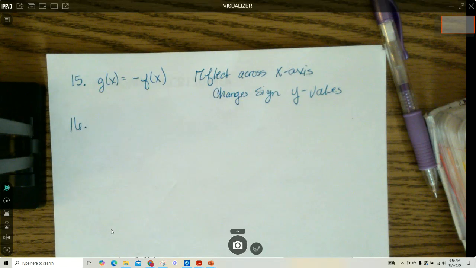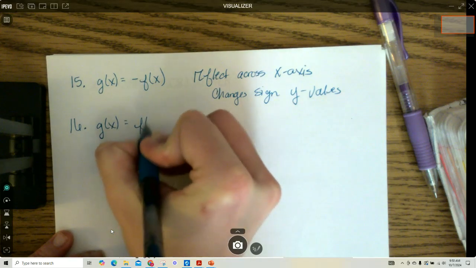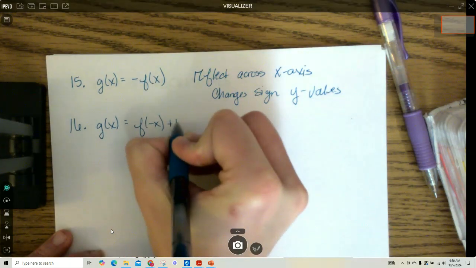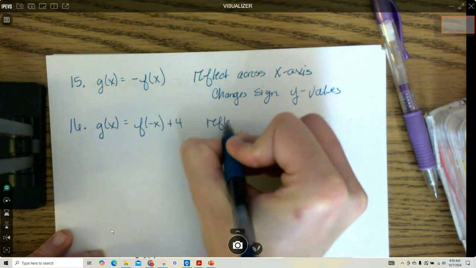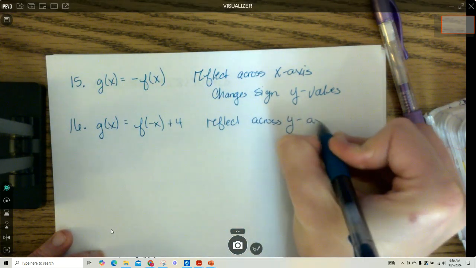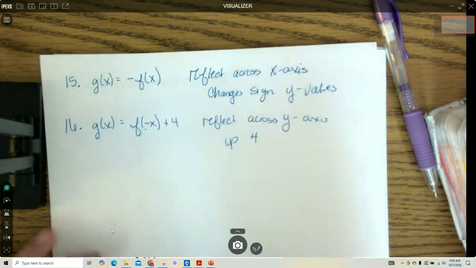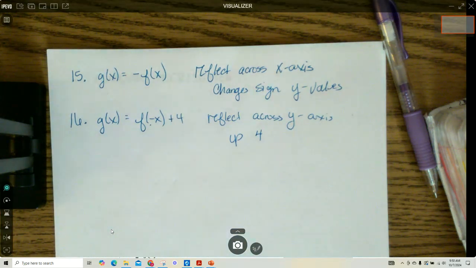Graph the function g of x equals f of negative x, plus 4. That one is just going to reflect across the y, and then up 4. So that one changes the sign of the x values and then shifts it up 4.